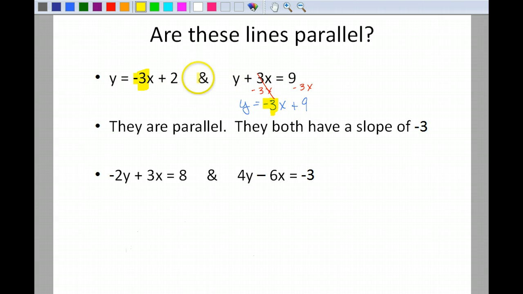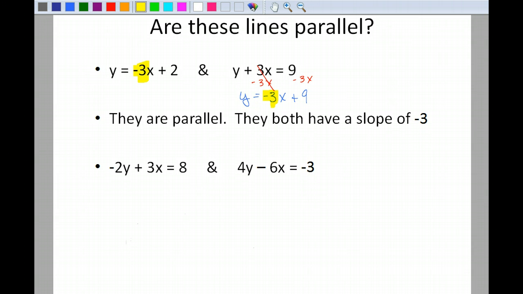This y-intercept tells me that they're not the same line. If I had the same y-intercept and the same slope, then I would be talking about the exact same lines. We talked about that earlier in the year. And the last one I'm going to let you figure out, so pause, and unpause after you figure it out.